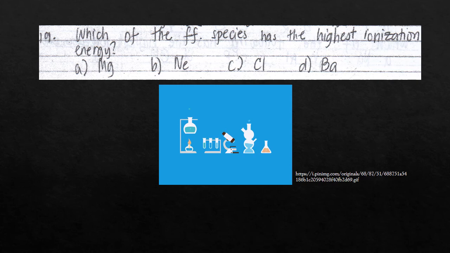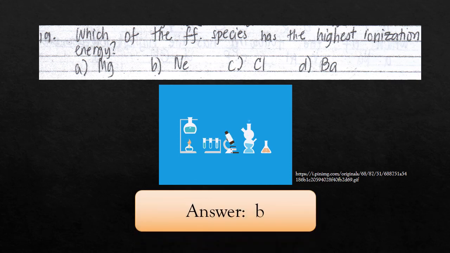Number 19. Which of the following species has the highest ionization energy? A. Magnesium, B. Neon, C. Chlorine, or letter D. Barium? Now the answer is letter B, neon.